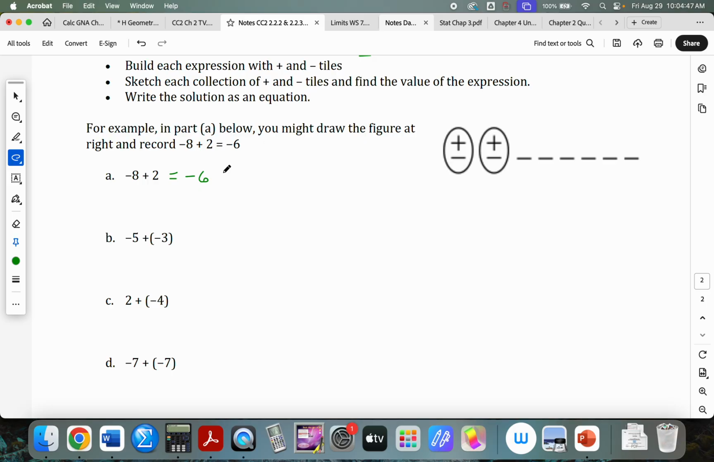Did you just put a bunch of negatives for the next one? Yeah, I just have a whole bunch of negatives. You can draw it like that. It's just that nothing's going to zero out, is it?